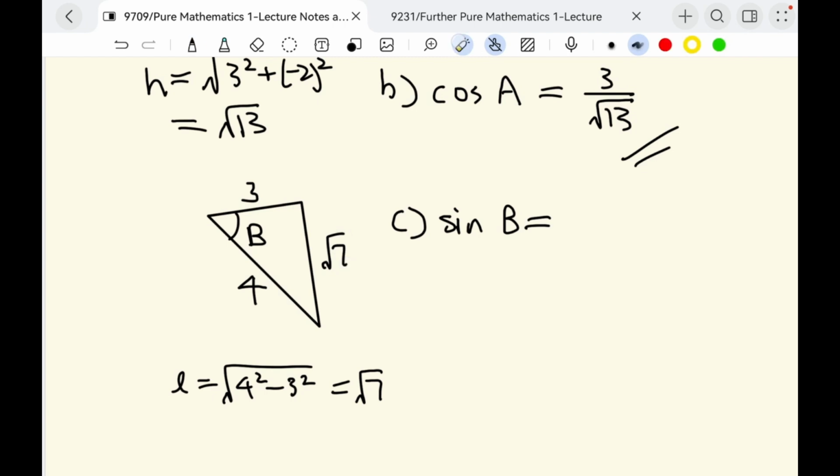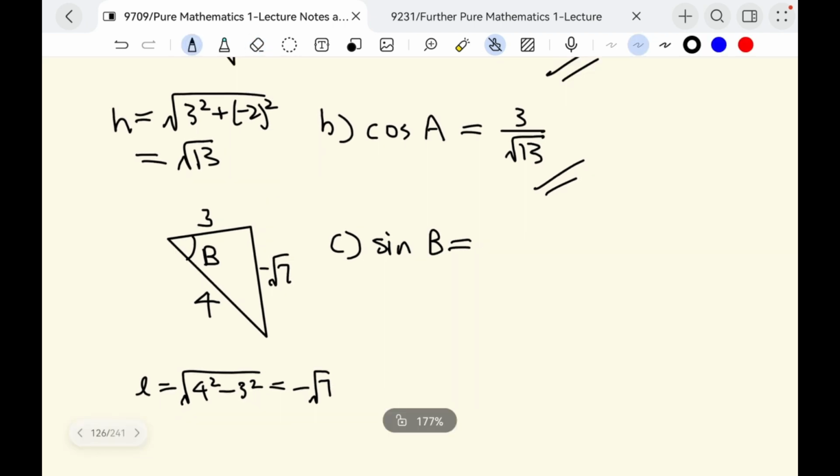Wrong, because the angle B lies in quadrant 4, which means the y direction must be negative. So it is crucial to double check, to avoid any case mistakes. Okay, there we go. So how to get sine B, which is the ratio of opposite to hypotenuse? The answer is -√7/4.